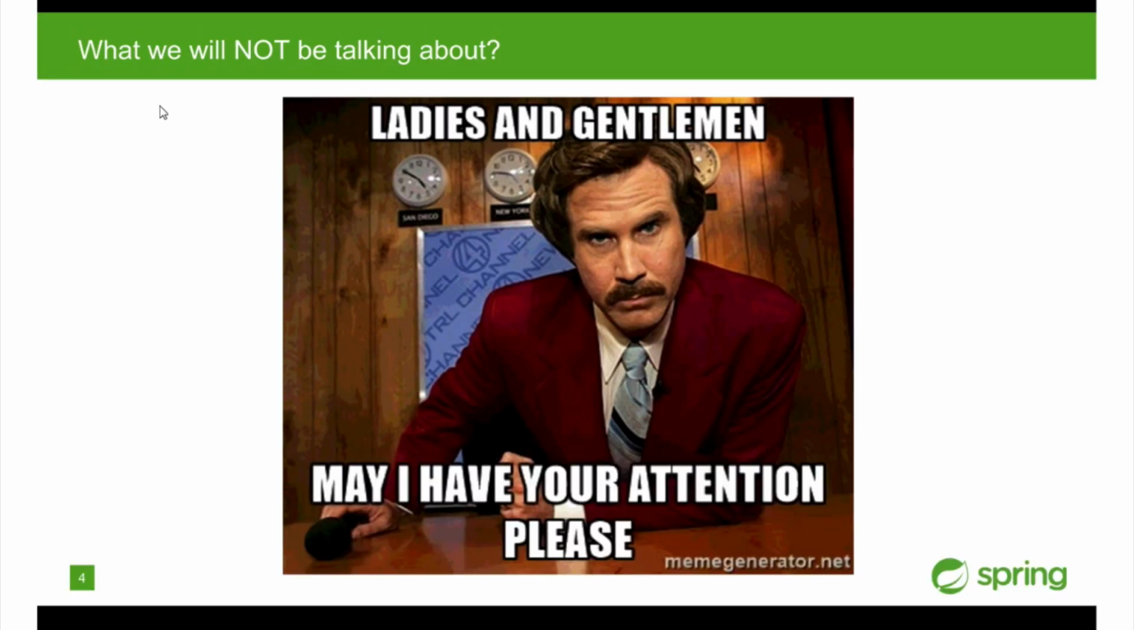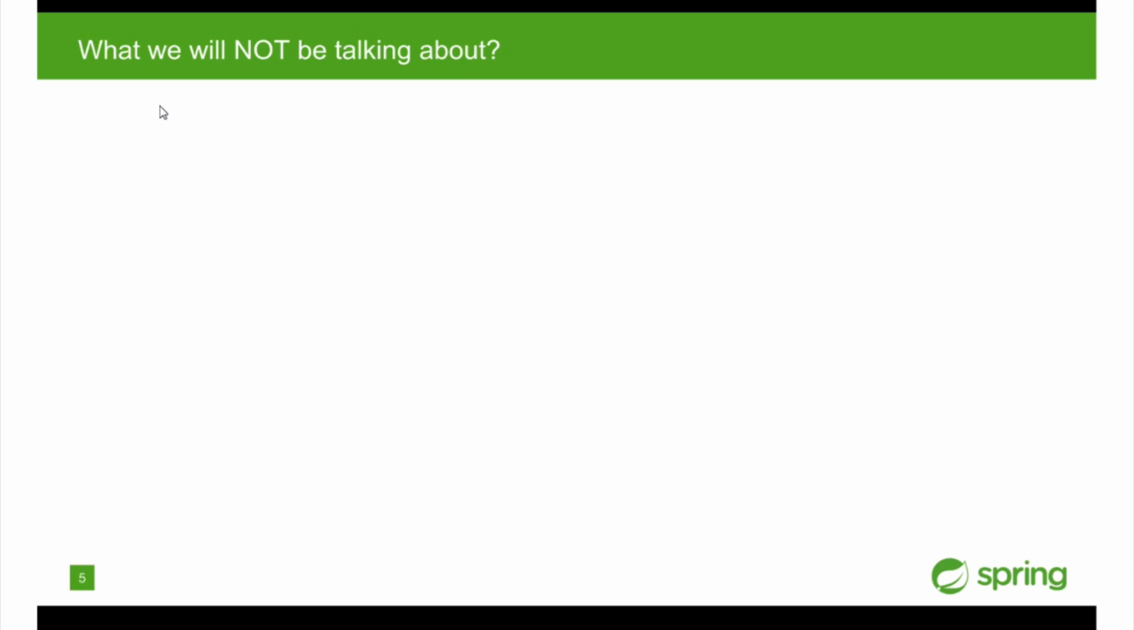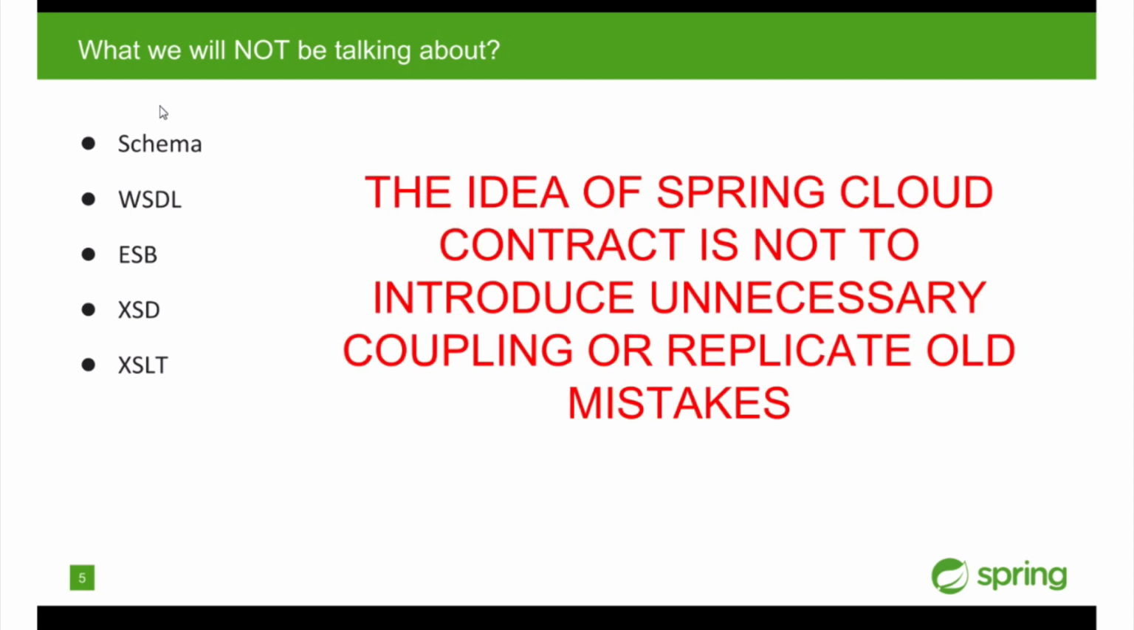Since there's quite a big commotion on the internet related to what contracts are, what consumer-driven contracts are, and stuff like that, the first thing I'm going to talk to you about is what we will not be talking about. We're not going to talk about schemas, WSDLs, ESBs, XSDs, XSLTs, and stuff like that. It's not going to happen. The idea of Spring Cloud Contract is not to introduce any unnecessary coupling or replicate old mistakes, right? We've seen some things go wrong. Spring Cloud Contract is not a reinvention of the same thing. And why? I'm going to show you that in a second.